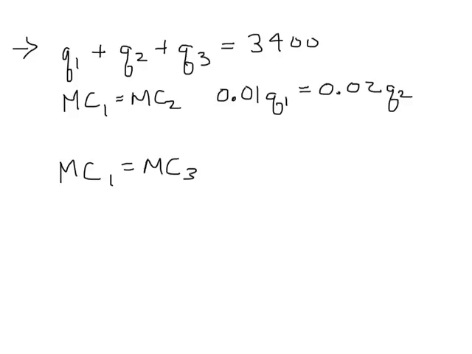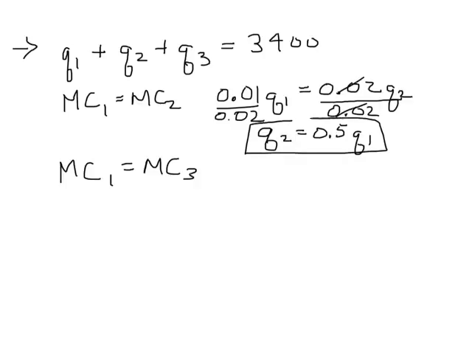Notice that I divide through by 0.02. And what do I get? These cancel, and I'm left with Q2 is equal to 0.01 over 0.02, but that's just 1 over 2, otherwise known as half, which is 0.5 times Q1. So that's going to be helpful. I'm going to put a square around it just so I can come back to it easily.